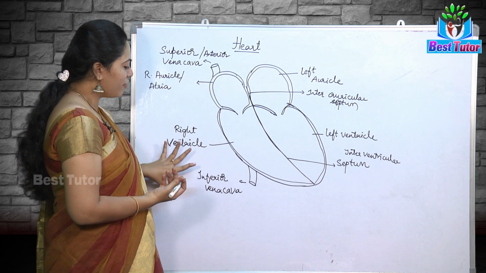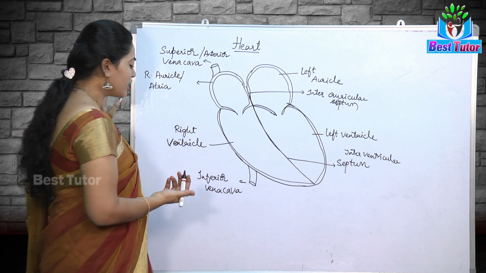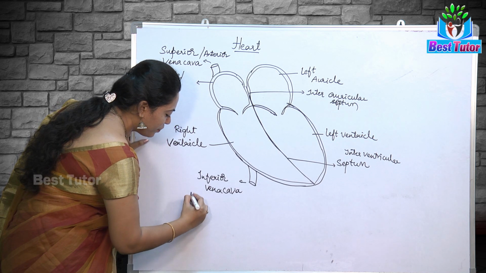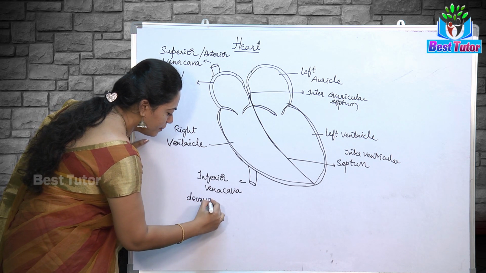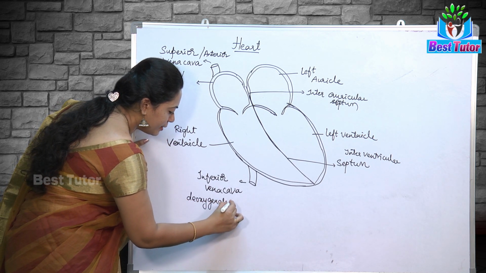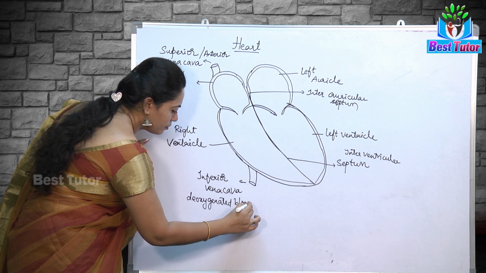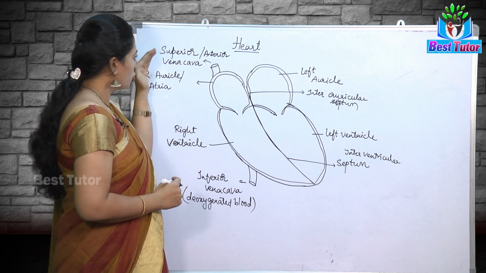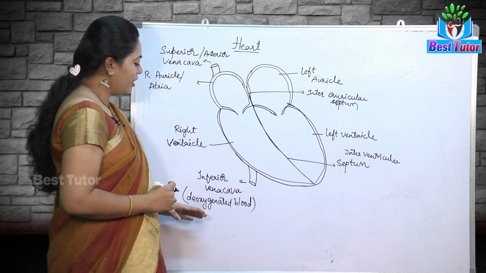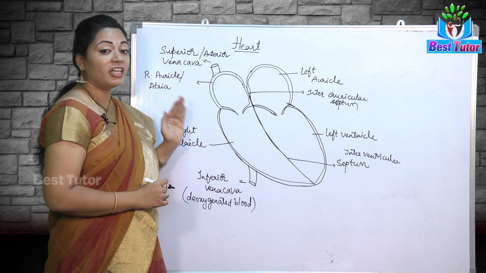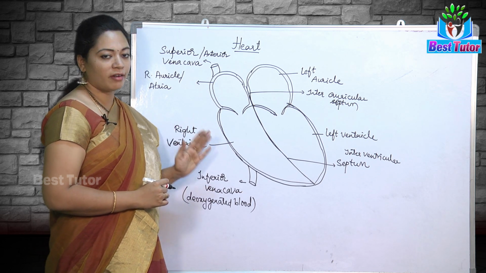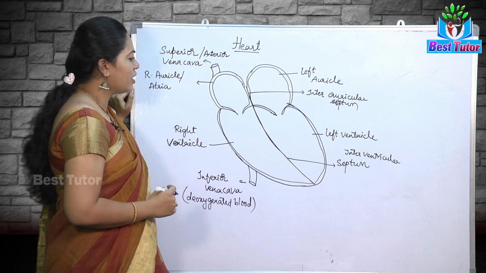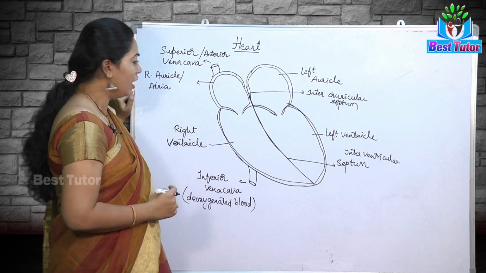So these are the two blood vessels which are carrying which kind of blood? Since they are carrying from different parts of the body, they carry deoxygenated blood. Right. Both the vena cavas, superior and inferior, carry the blood which is deoxygenated or carbon dioxide rich blood to the heart. Right. Then what else can we see? The blood vessels which are entering into the heart.